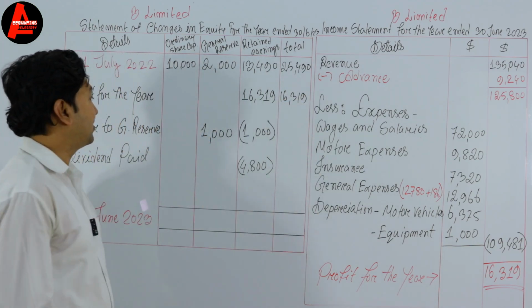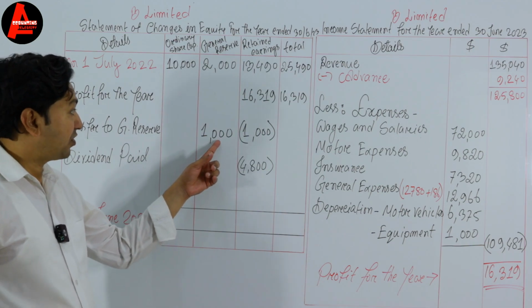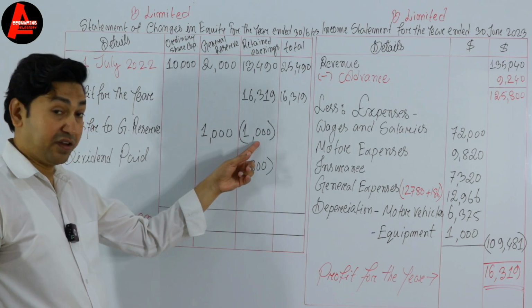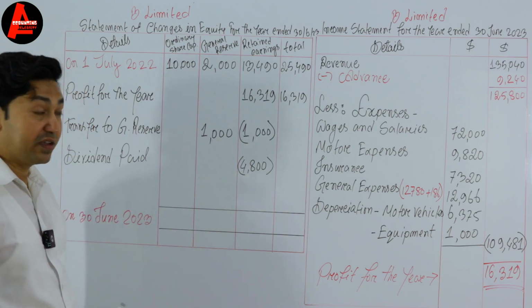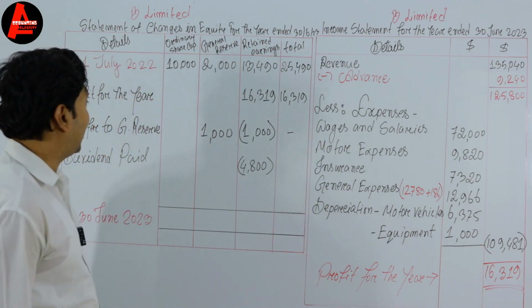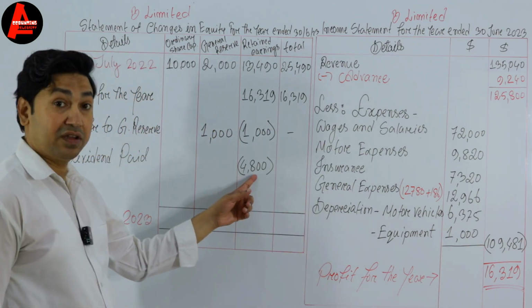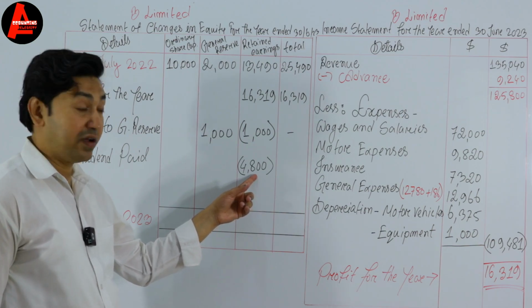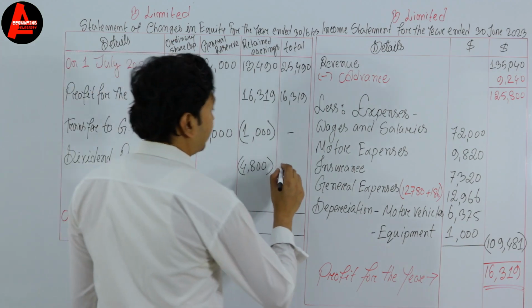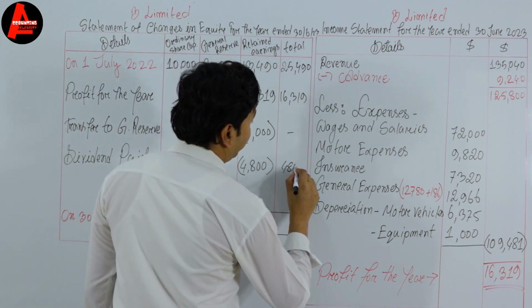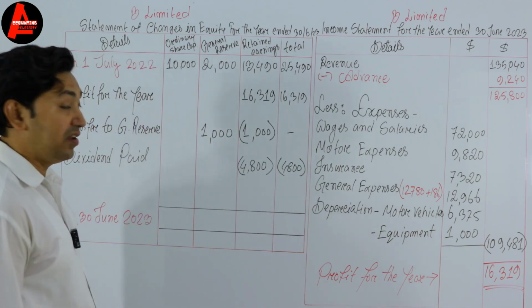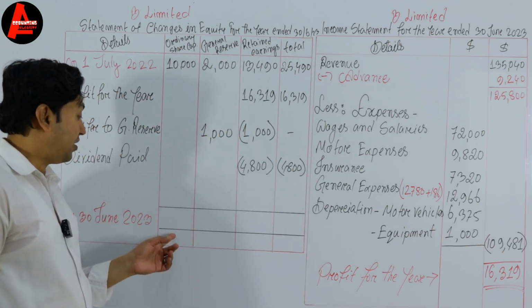Here we have general reserve $1,000 and here $1,000. One is a positive figure and the other is negative, so plus and minus $1,000 is 0. Then we have $4,800 as a negative figure, since we subtracted it from retained earnings, so we write $4,800 as a negative figure in the total. Great. Now we will sum up vertically.